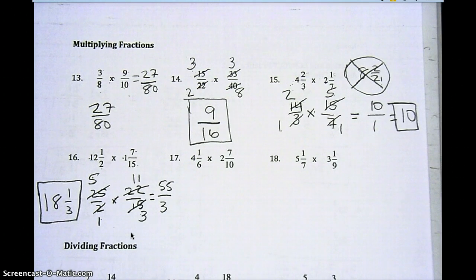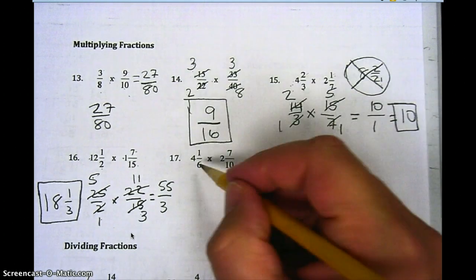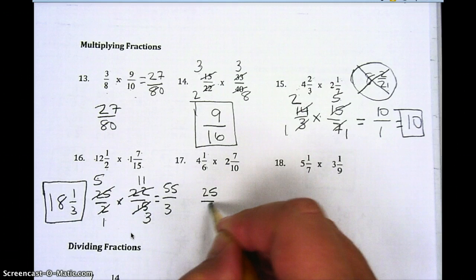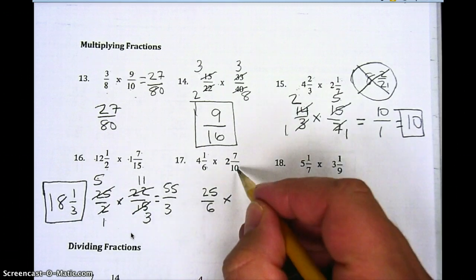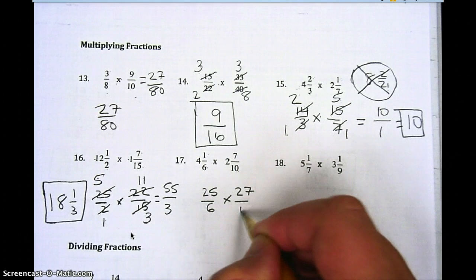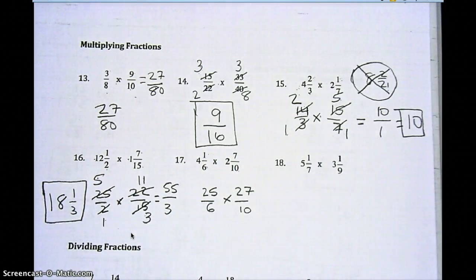Okay, let's see how you did on number 17. So I have to change into improper fractions first. 6 times 4 is 24, and 1 is 25. So it's 25/6 times 10 times 2 is 20 plus 7 is 27/10. So I've changed them to improper fractions.